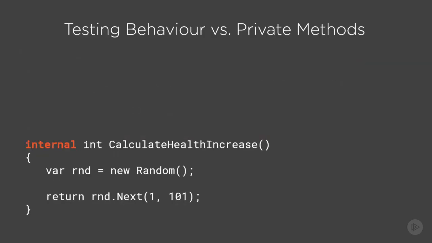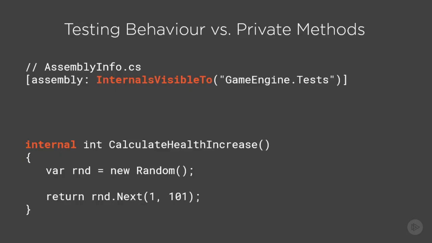If you do decide, however, that you want to test private methods, rather than making them public, we can change the access modifier here to internal. In the production code project, in the assembly info file, we can add the InternalsVisibleTo attribute. This attribute takes an assembly name, so this assembly name would be our test project, in this example GameEngine.Tests, and now the test code in the test project can access the internal members of the production code.